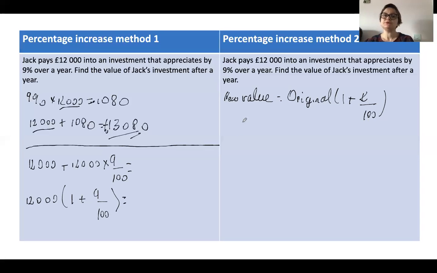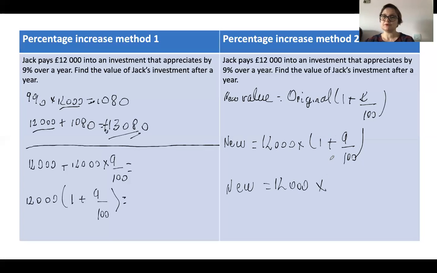So if I substitute in the formula, this is what I'm going to have. New value, I can just write the word new, equals original, which is 12,000, multiplied by 1 plus 9 over 100. Right? And this is a multiplier. Everything that is in brackets is called a multiplier because it's a number that multiplies the original value. So then eventually I'm going to have new equals 12,000 times 1 plus 9 over 100.